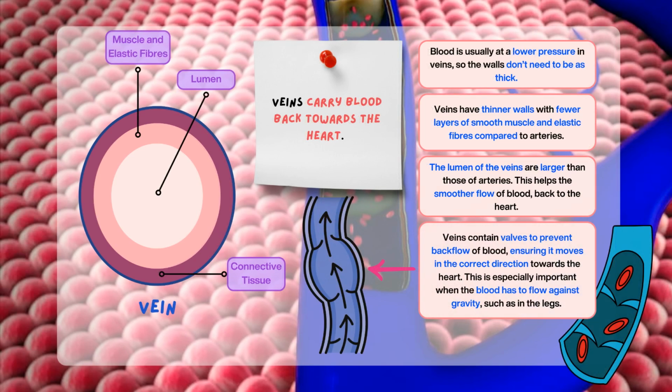Veins contain valves to prevent the backflow of blood, ensuring it moves in the correct direction towards the heart. This is especially important when the blood has to flow against gravity, such as in the legs.